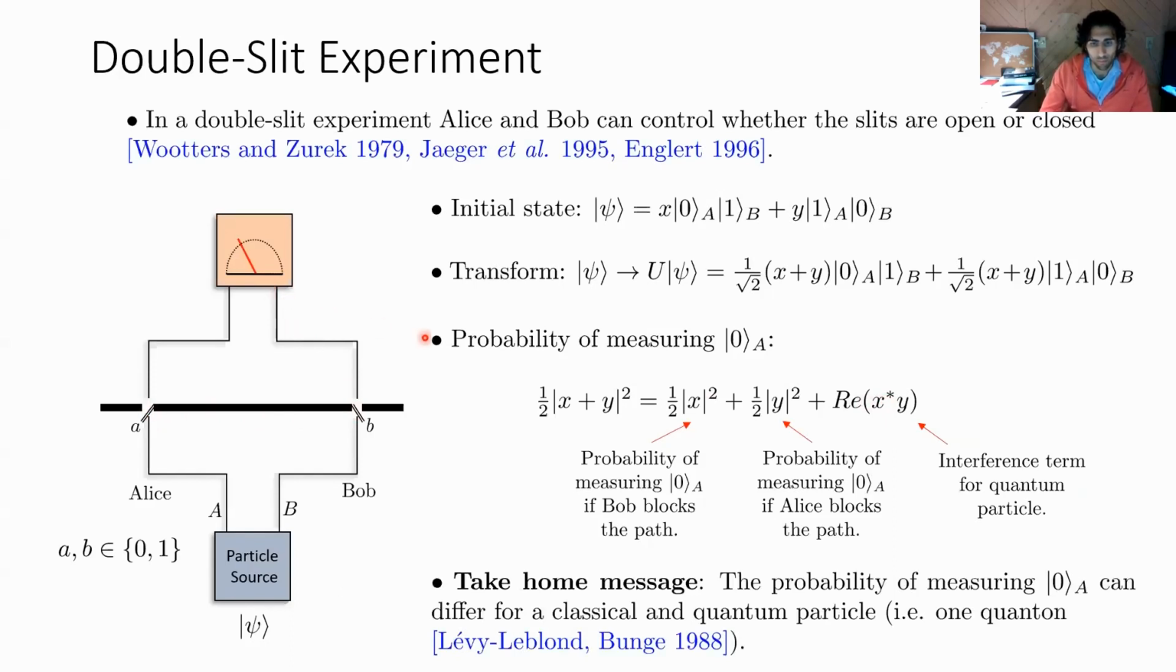Okay, and so then the classic take-home message, which you learn in Introduction to Quantum Mechanics, is that the probability of measuring 0 can differ for a classical or quantum particle. And it comes down to this coherence term here, this x times y.